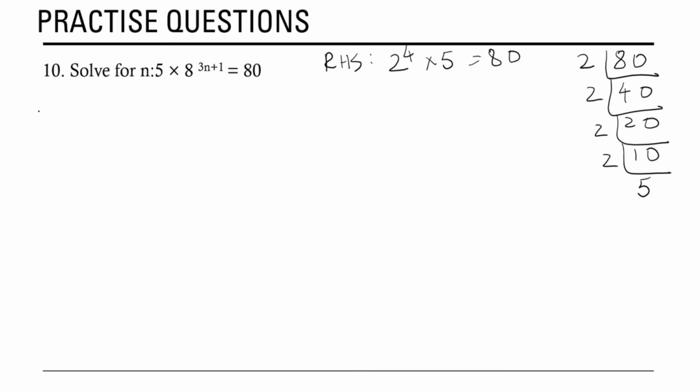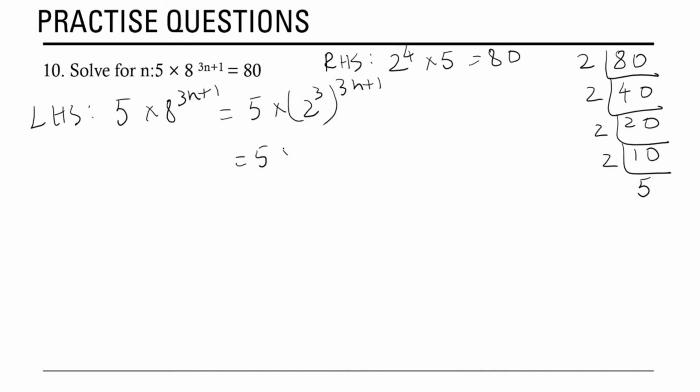Now I am taking the left hand side. The left hand side is 5 into 8 raised to 3n plus 1. We know that the value of 8 is 2 cube. So this is 5 into 2 cube the whole raised to 3n plus 1. So this is equal to 5 into 2 raised to 9n plus 3.